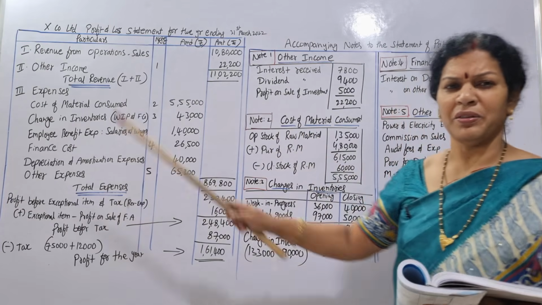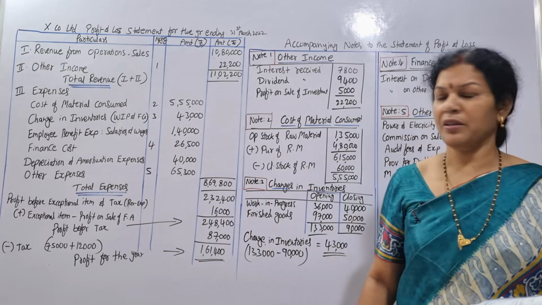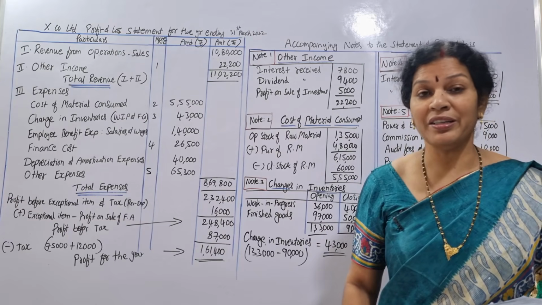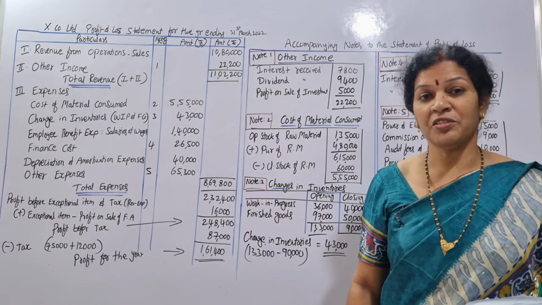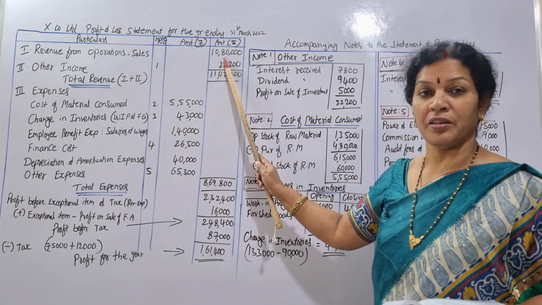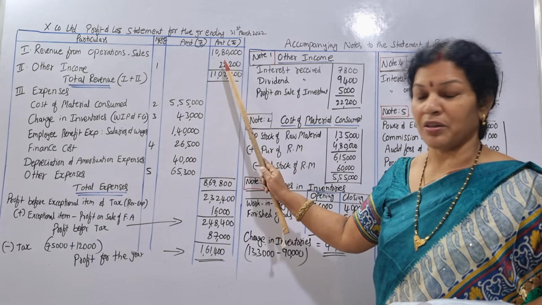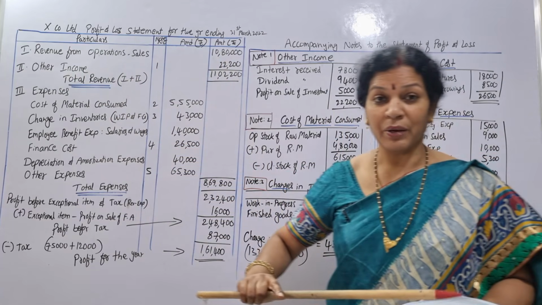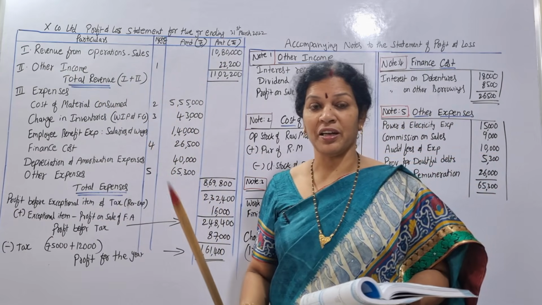First thing is that always, as I told you, the pro forma. First thing comes revenue from operations. We have only sales. Sales returns are not given, so sales are written directly as 10,80,000 in the outer column. And the second one, other income. What are the other income items? We have discussed a few items that come under other income.